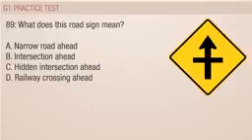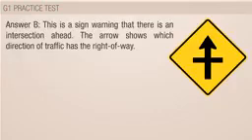Question 89. What does this road sign mean? A. Narrow road ahead. B. Intersection ahead. C. Hidden intersection ahead. D. Railway crossing ahead. Answer B. This is a sign warning that there is an intersection ahead. The arrow shows which direction of traffic has the right of way.